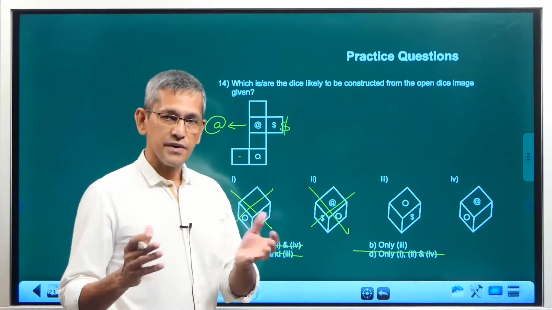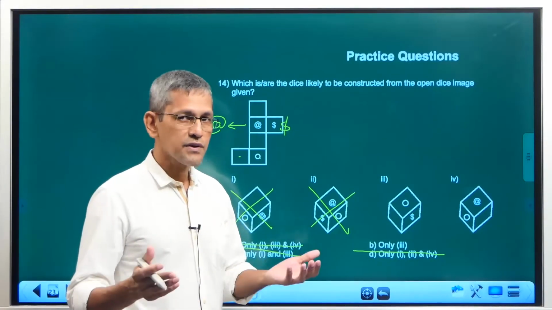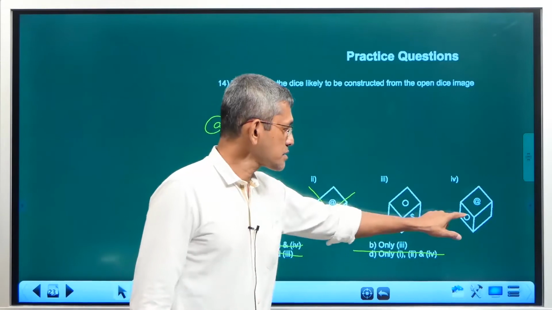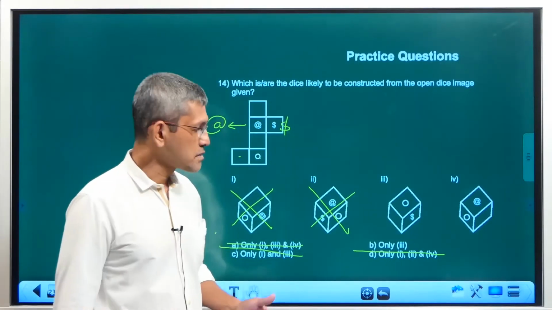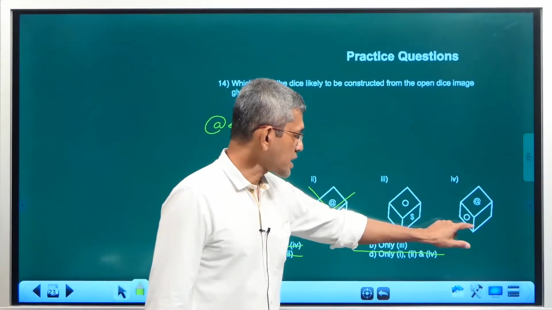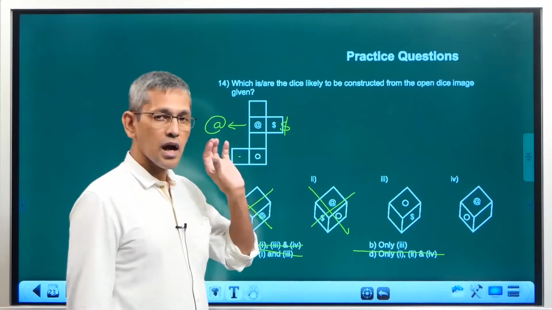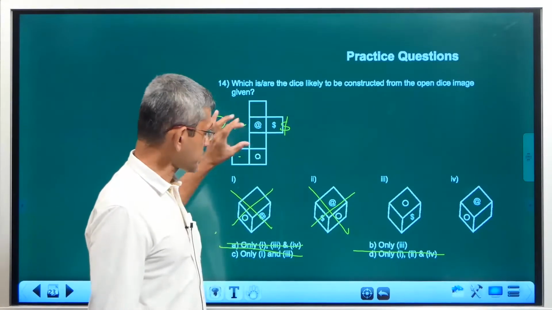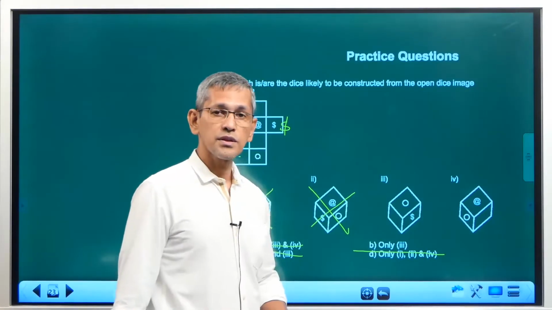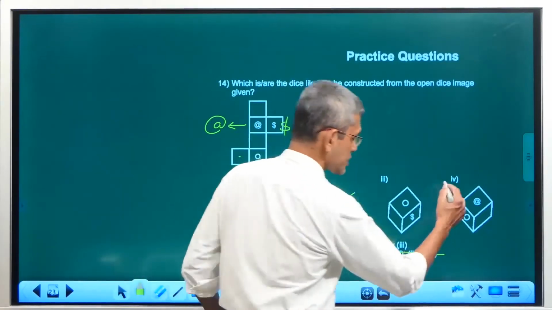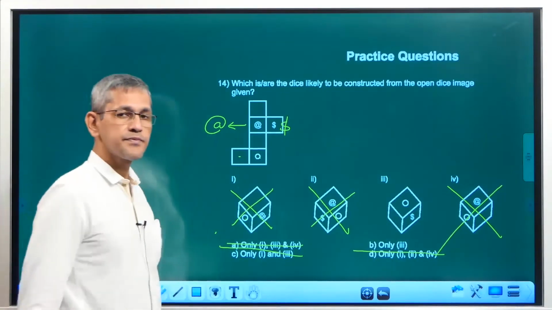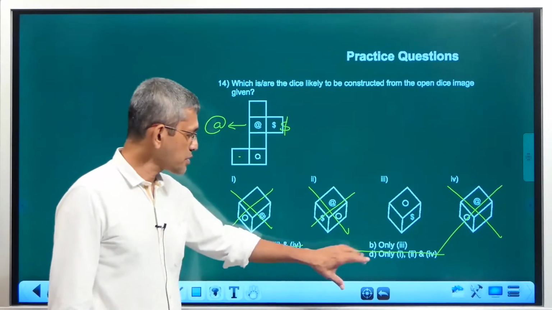If you want to verify and reconfirm it, check out the fourth one. What is it? We have circle and at sign. They must always be opposite, but here they are adjacent. So that dice cannot be formed. So the only possibility is only 3.